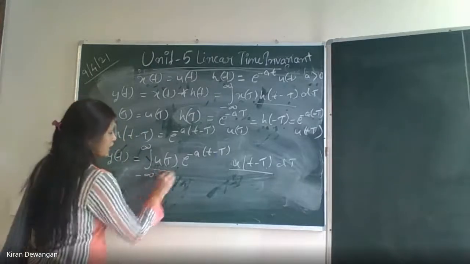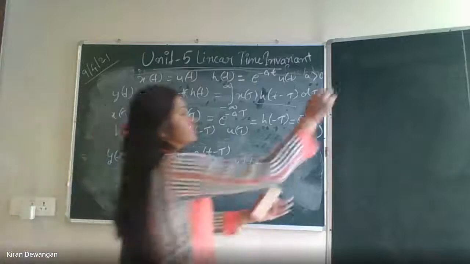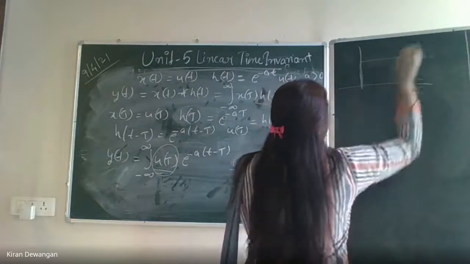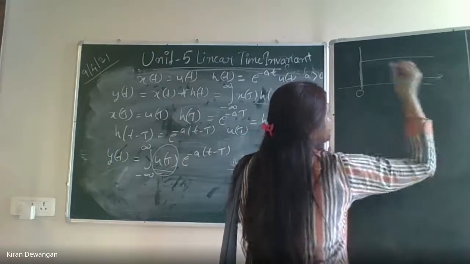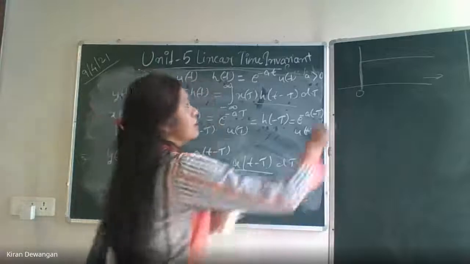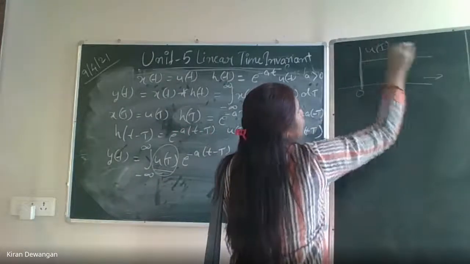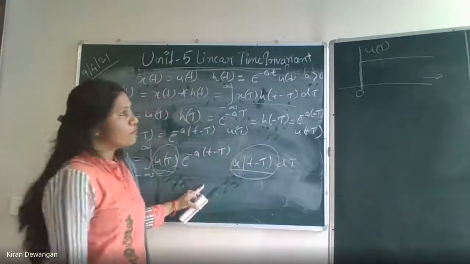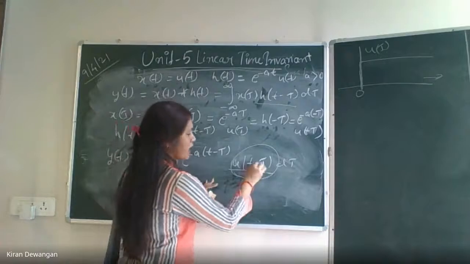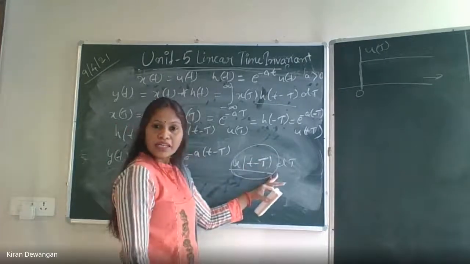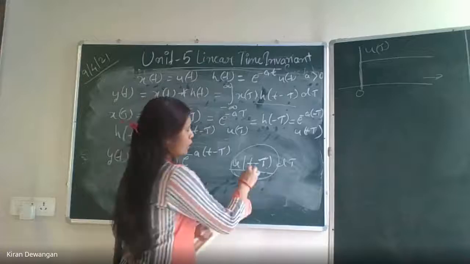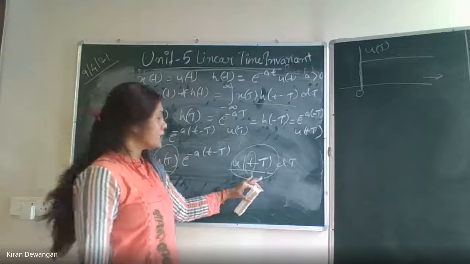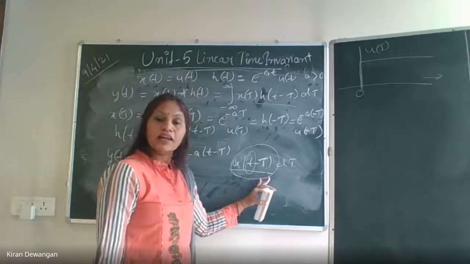So this will exist for 0 to t. If we plot u of tau, it will be this one. So it exists from 0 to the full positive range. Now if I have to plot u of t minus tau, this itself has a minus tau. Minus tau means it is in the negative direction. Now here the value of t matters, whether t is a positive value or a negative value.